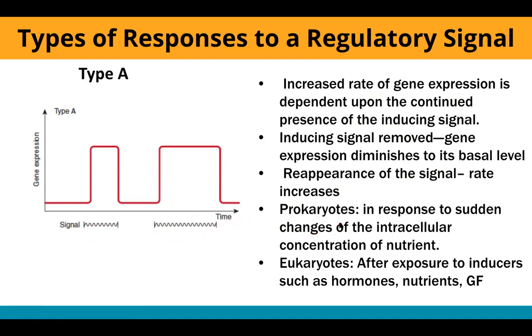The example for this one is prokaryotes. In prokaryotes, it is exemplified in response to a sudden change of the intracellular concentration of a nutrient. For eukaryotes, after exposure to inducers such as hormones, nutrients, and growth factors, it can also alter gene expression. So if you have hormones that cause an increase in gene expression, it will only occur if that hormone is present. If that hormone is not present, then gene expression will not occur or will be diminished.